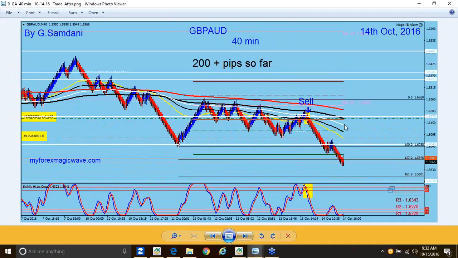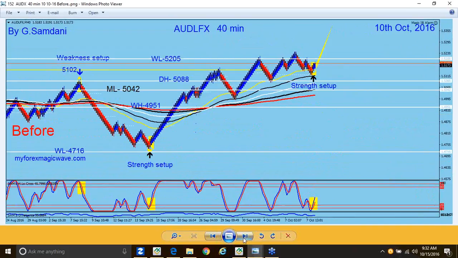When the right hand side currency gets weaker, the pair goes up. When the right hand side currency gets stronger, the pair goes down. So in this case, Aussie dollar was getting strong, and I caught it at the beginning of the week. Okay, watch the next chart.